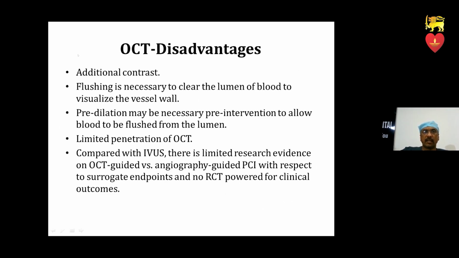Disadvantages of IVUS or OCT are that additional contrast is required. Each time you may have to give 10, 12, 13, 14 cc of contrast. Flushing is necessary to clear the lumen of blood. And when this OCT catheter enters, there may not be enough space for the contrast to be pushed in alongside the necessary flush. So pre-dilatation may be mandatory.